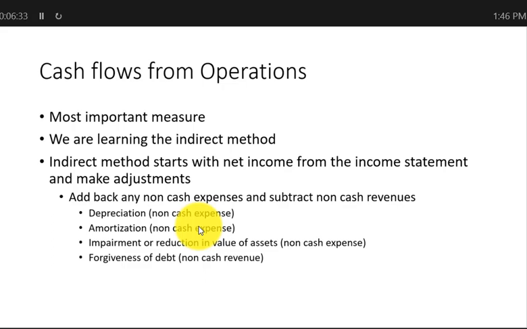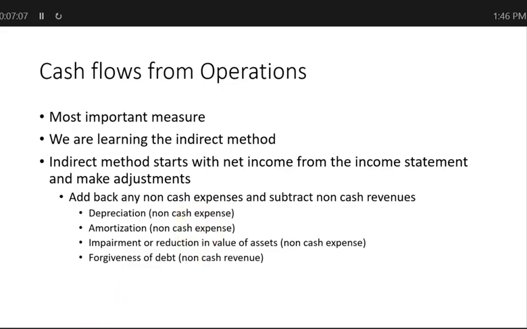If we get our debt forgiven by a bank, that would be a non-cash revenue. Another example of a non-cash expense is if we pay employees in stock instead of in cash, then that's an expense for payment, but it doesn't involve cash, so that would be a non-cash expense. Those are going to be listed and added back or subtracted depending on whether they're expenses or revenues. So that's our first adjustment.